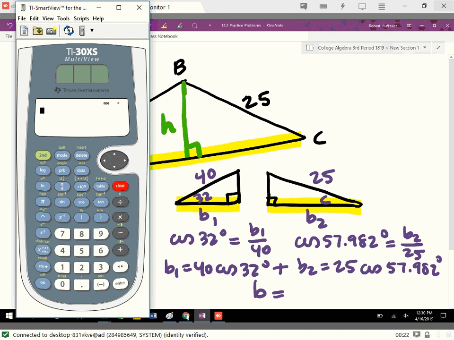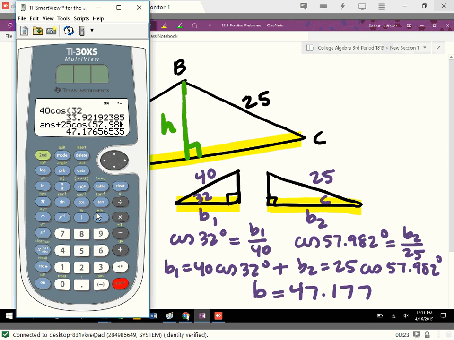All right, so I've got 40 times the cosine of 32 degrees. That's 33.922. And then I'm going to add to that 25 times the cosine of 57.982. And that will give me the full length. That'll be 47.177.